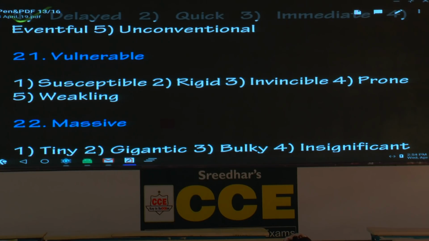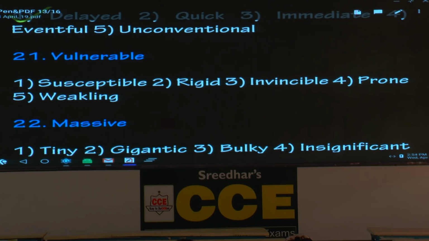I think we got this word the other day. I said usually it goes with kings. Invincible king, right? The typical combination. Invincible king means what? Difficult to defeat him. A very powerful king, a very strong king. Prone, likely to get affected. Prone to disease means they are likely to get affected.